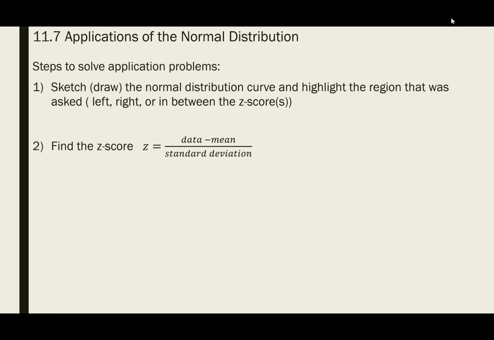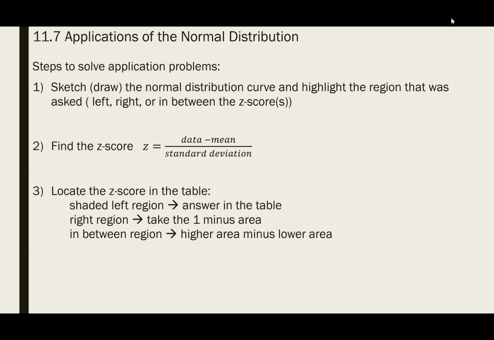After you sketch it, here comes a new thing that you will see: they do not give you the z-score. The table that we have is the z-score, but they don't give you the z-score. They will give you some data. The one thing that we need to do now is convert your data to become a z-score. And to find a z-score, z is equal to the data minus the mean, divided by the standard deviation.